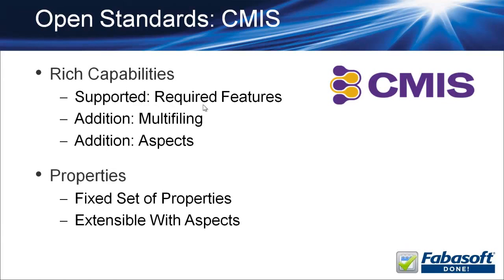The CMIS standard has rich capabilities. We supported all the required features of the standard. In addition, we implemented right in this version the multi-filing feature, and we added something we called aspects. It's a kind of extension of the set of properties that are available for a CMIS client to see. Without this aspects feature, it would not be possible to have access to some custom properties developed on specific object classes. How this works, Martin Osanger will show to us.